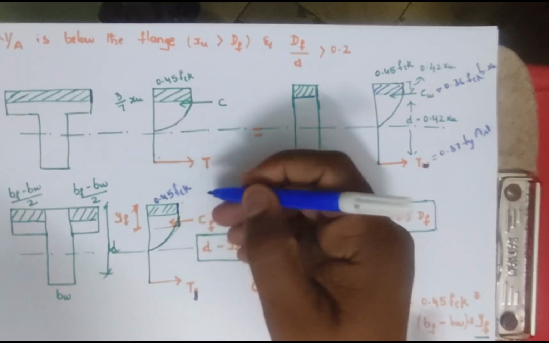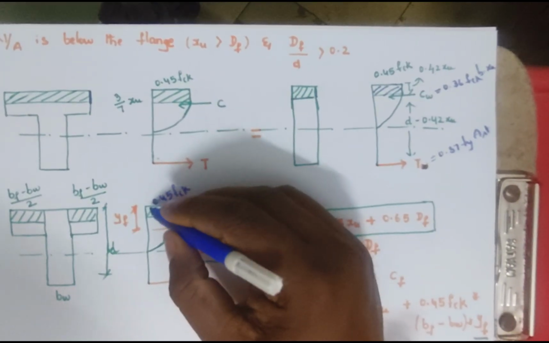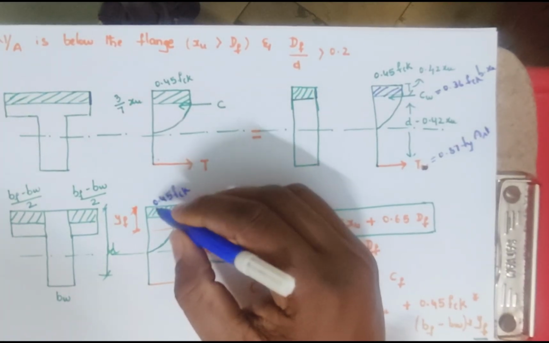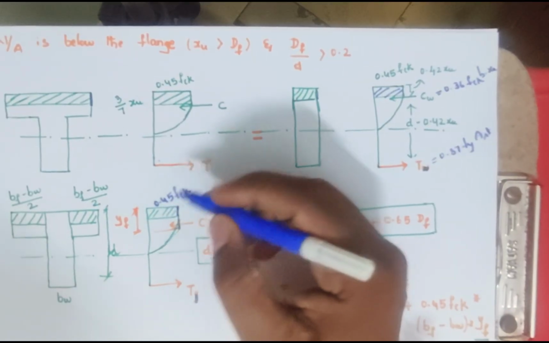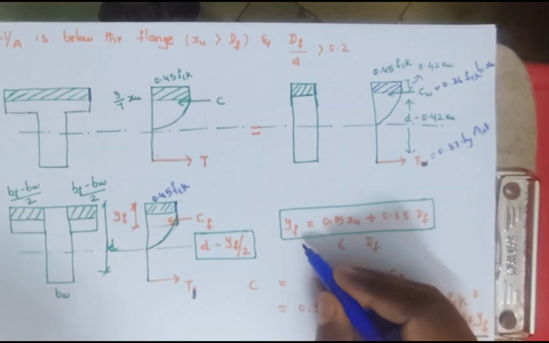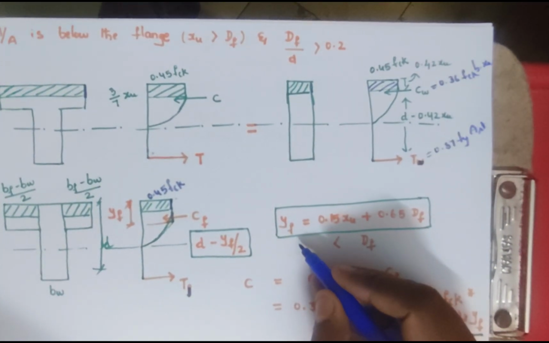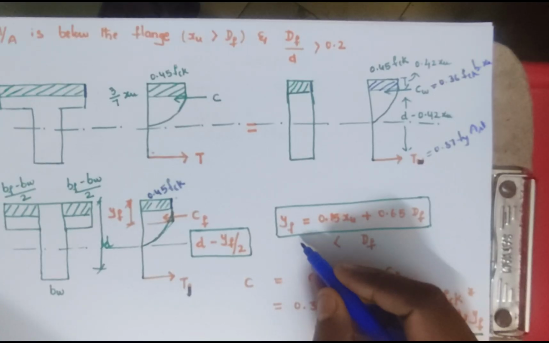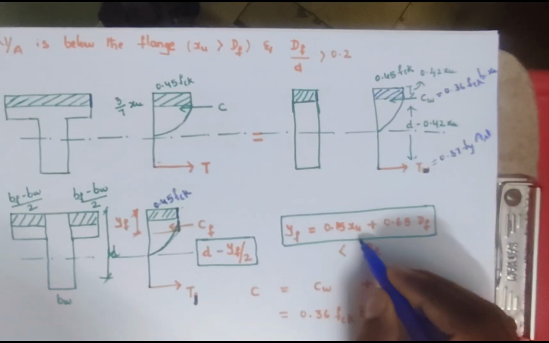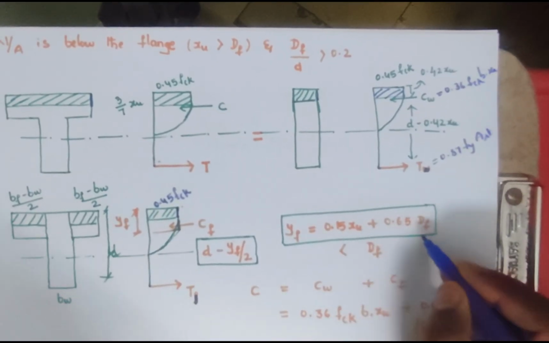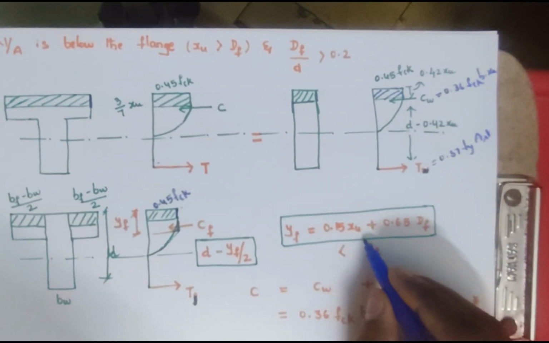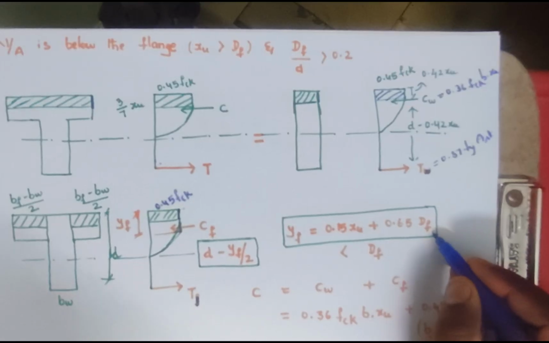That's why I am assuming this total flange, the total flange up to the depth of yf, has reached this stress level. Now I am modifying this depth of the flange. Depth of the flange is modified as yf. This is the modified thickness of the flange, which is equal to yf. yf is equal to 0.15 times xu plus 0.65 times Df, the depth of the flange. 0.15 times xu plus 0.65 times the depth of the flange.